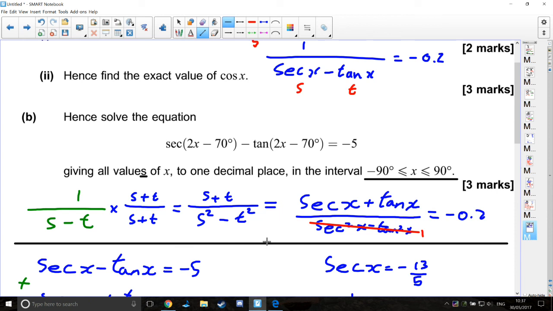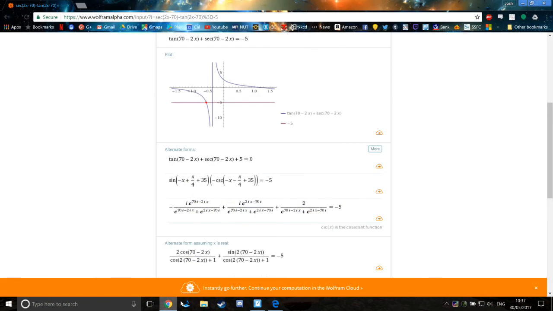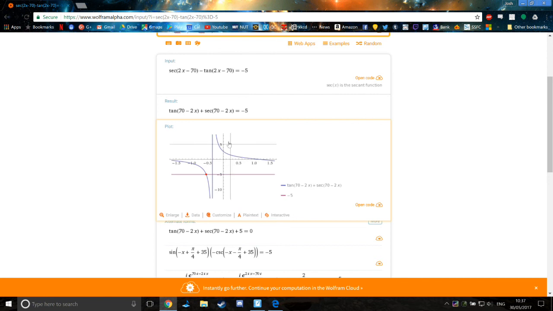And there's not two solutions to this in this interval. There's only one. AQA have got this wrong. So, just to illustrate the point further, this is the graph of this here.